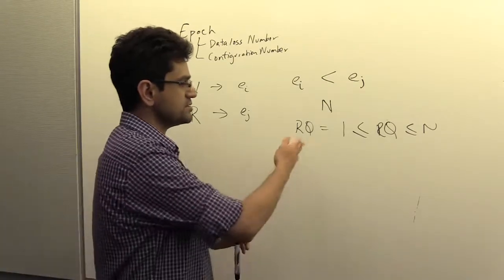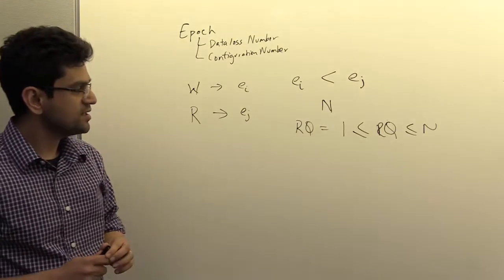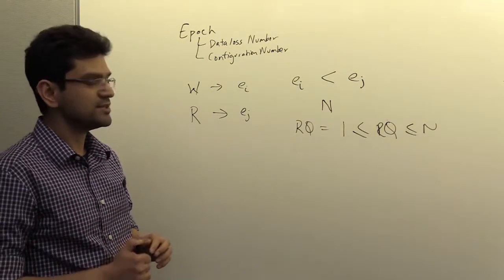So read quorum is a number between 1 and n. But how do we pick what it is? Why is it not just 1 every time, for example? Let's come to that in a little bit.